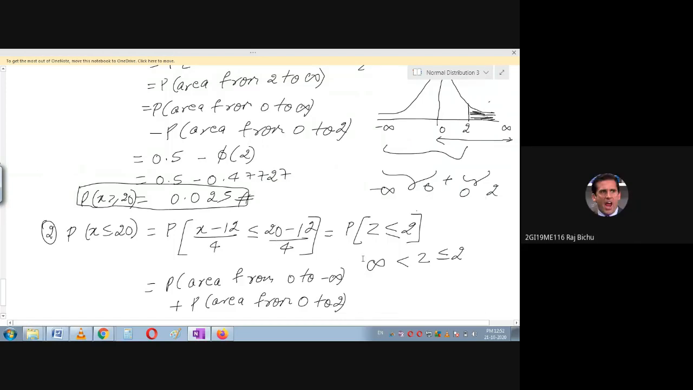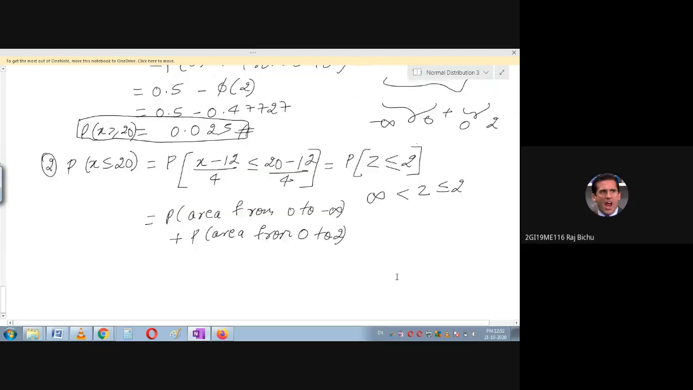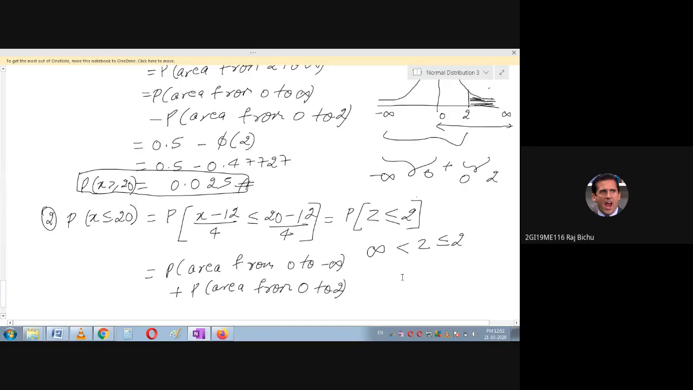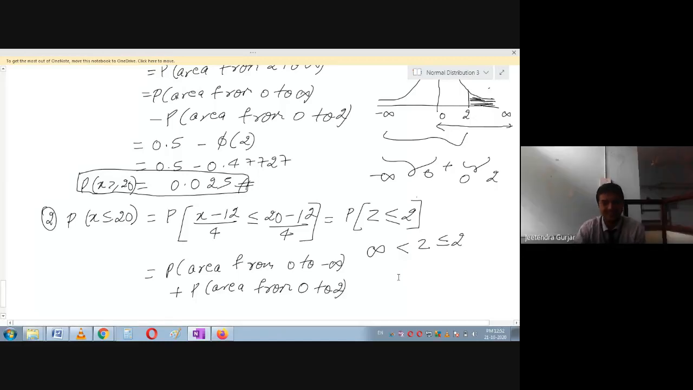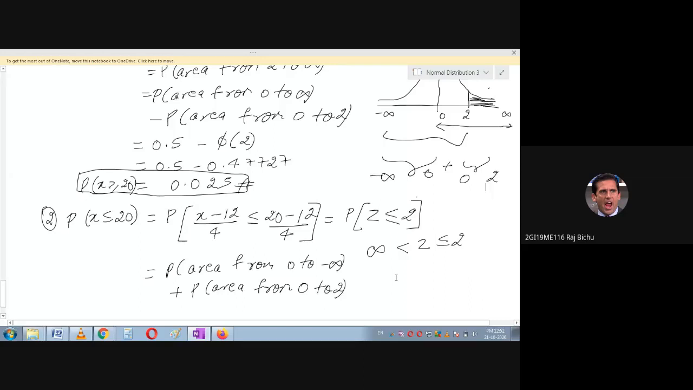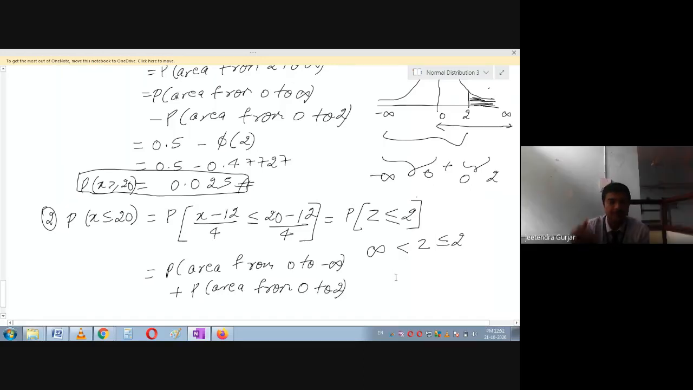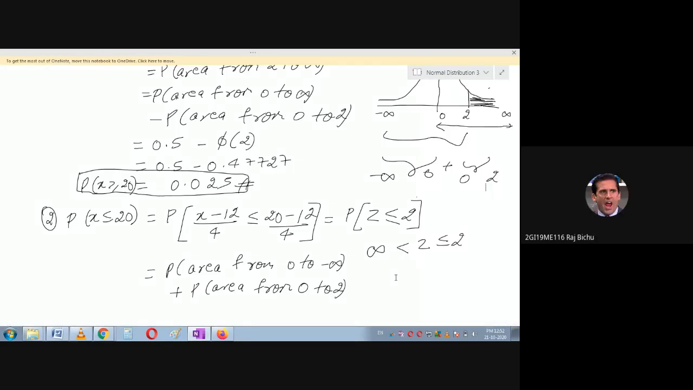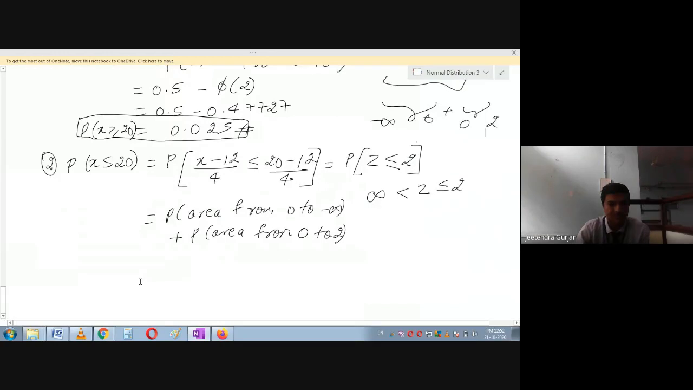Can we do this as area from minus infinity to infinity minus 2 to infinity, because we already have the answer? Yes, correct. You are absolutely right. What is the value for minus infinity to plus infinity? It is 1. Okay. So both the things you can do.